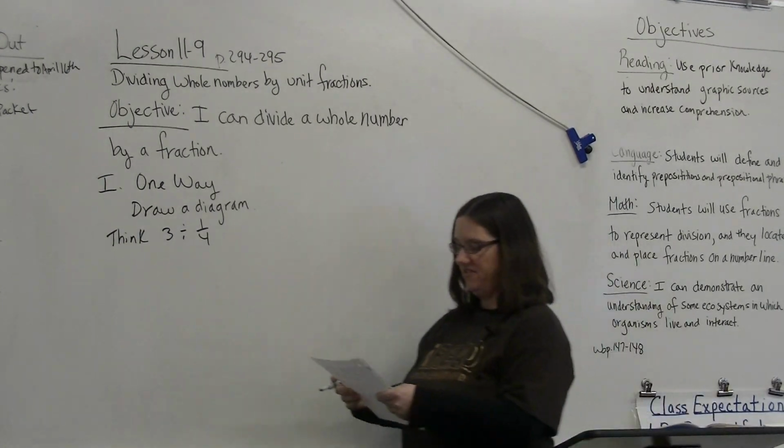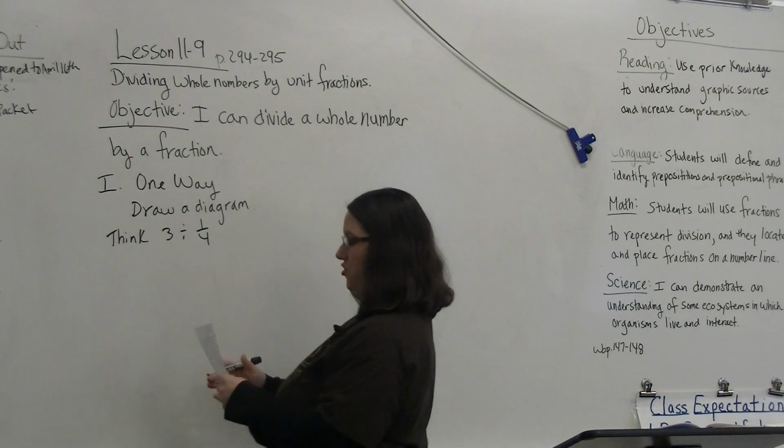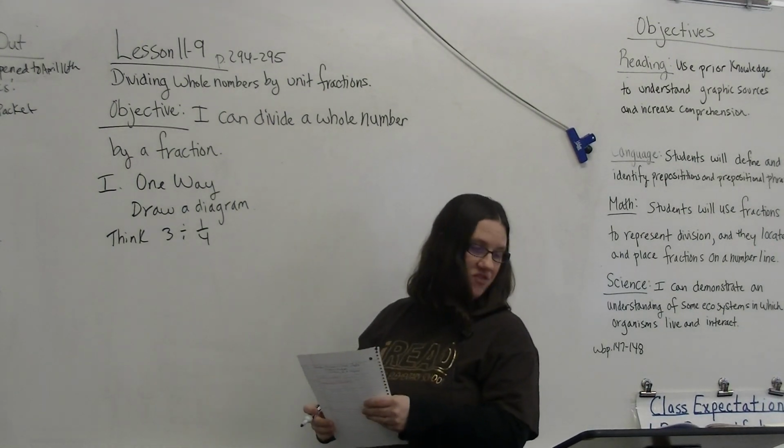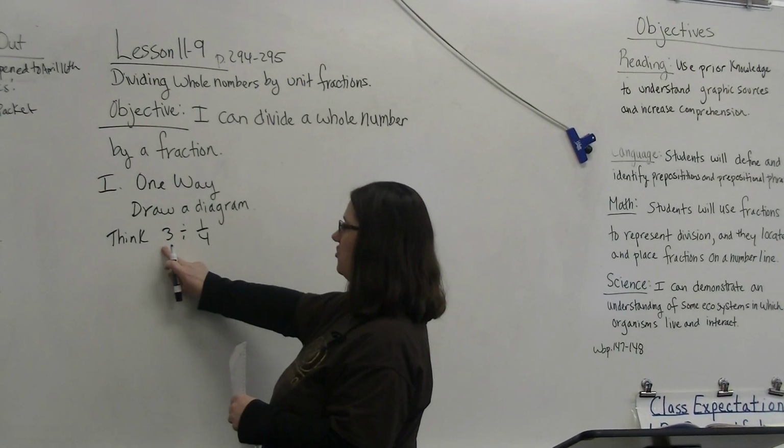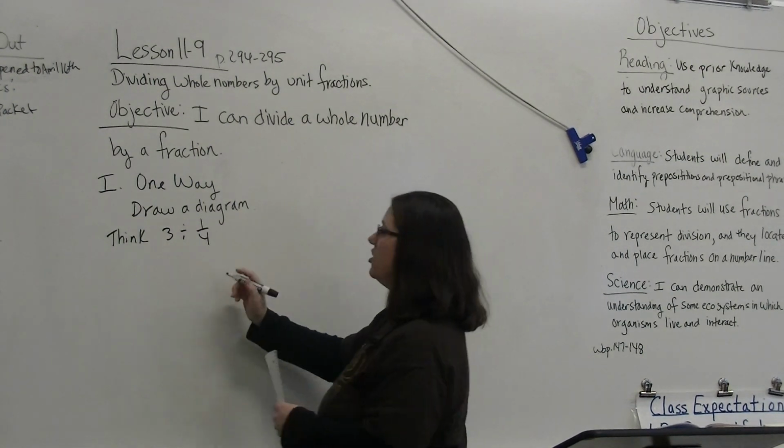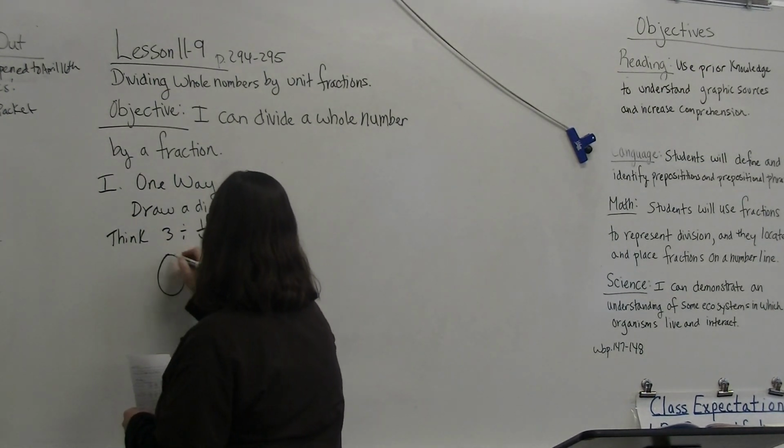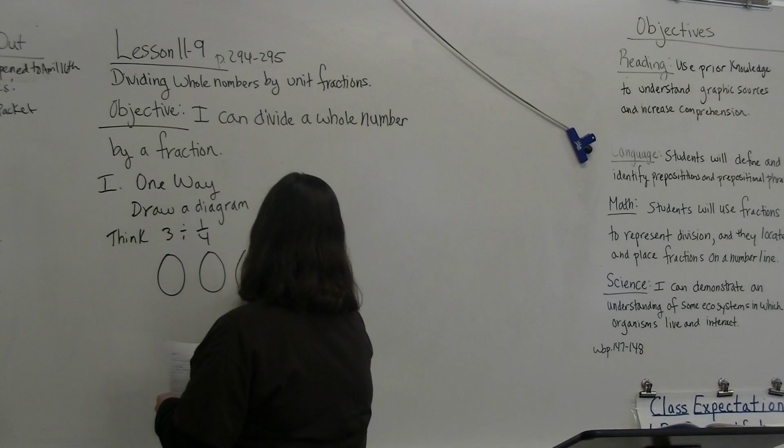Okay, so now you're going to draw that picture. You might be asking yourself, well, where did they get the 3 circles from? The 3 circles come from your whole number. So draw 3 full circles as best as you can.